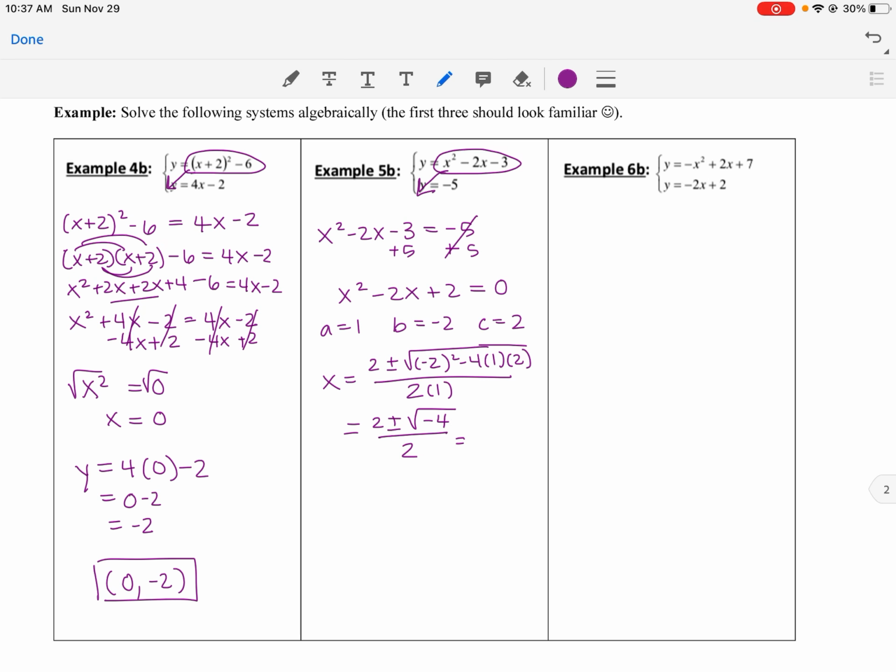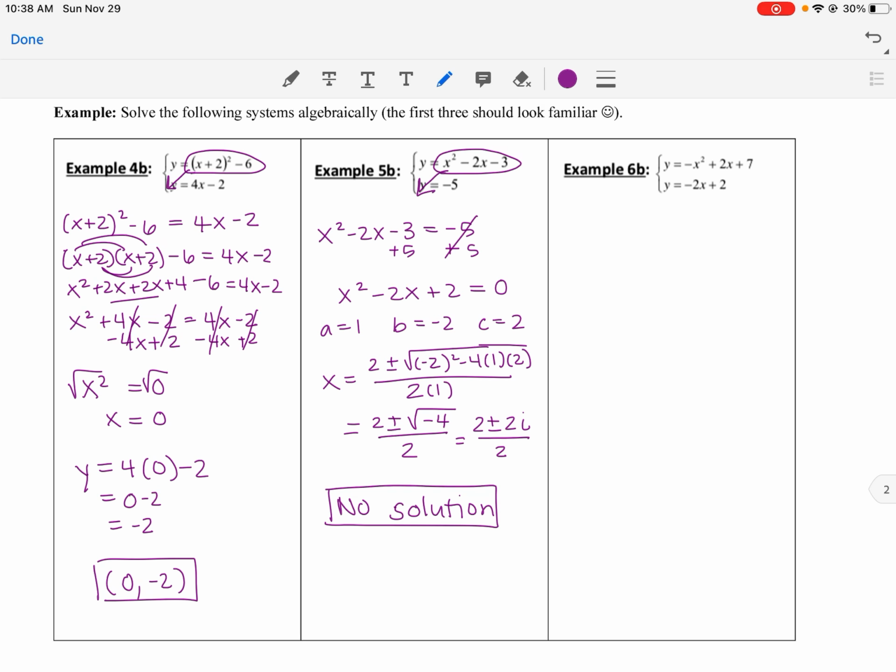As soon as you see that negative, that should go off in your head. This is 2 plus or minus, negative means i, square root of 4 is 2, so 2i, over 2. At this stage you can simplify that further. We practiced that last week. But at this stage, we know that there's no solution. In this case, no real solution. The solutions are imaginary.